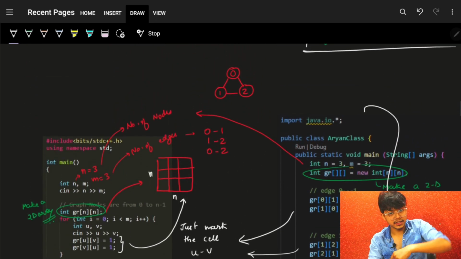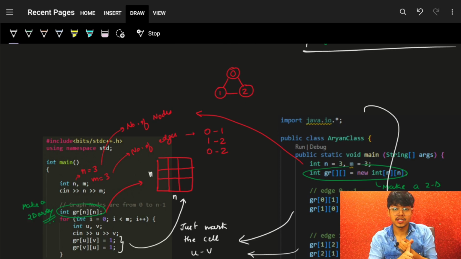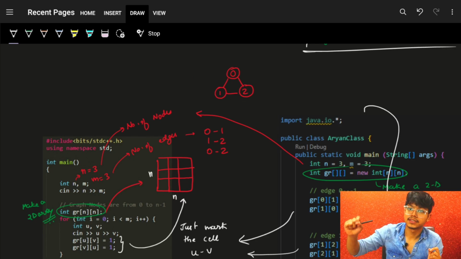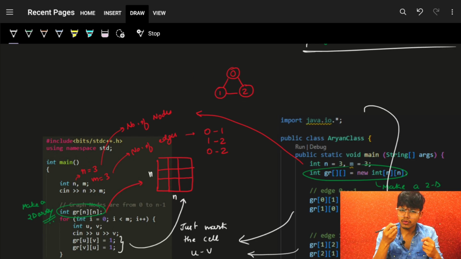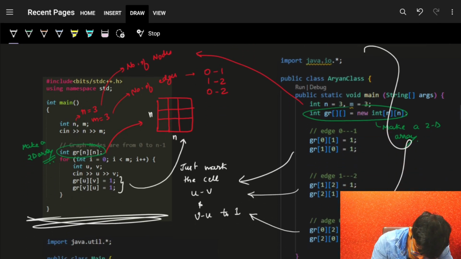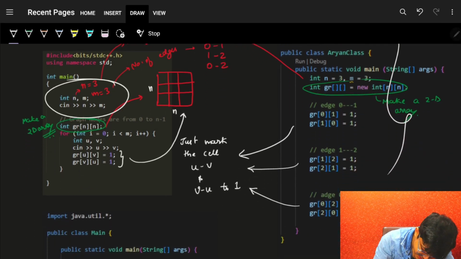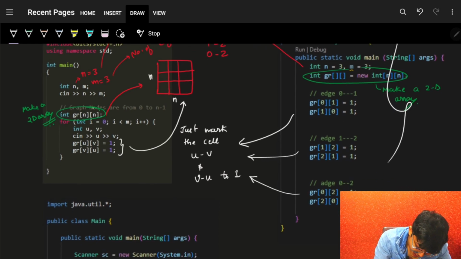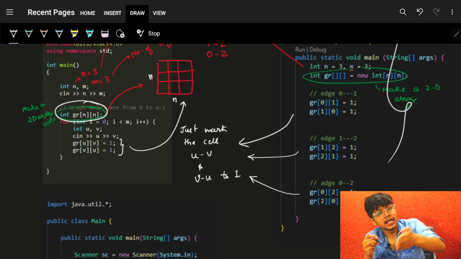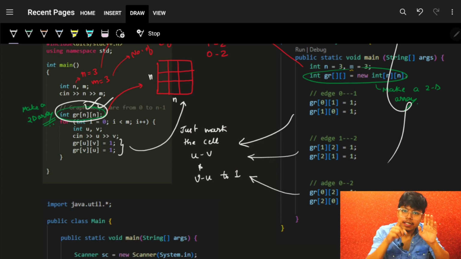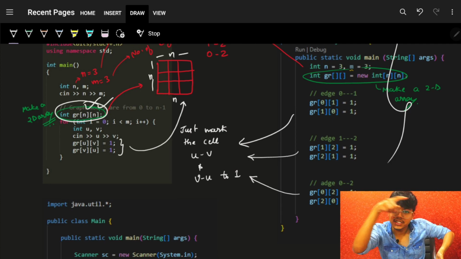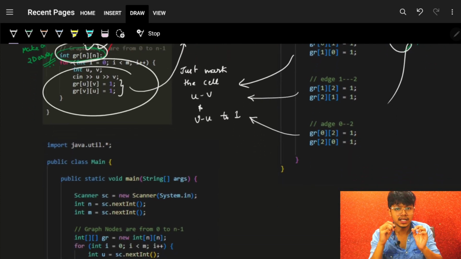I also have the notes in the description down below, exactly what you are seeing right now on your screen. I've written down the exact same code for you to have those notes with you and go on with me. Now, firstly, I grab the input. N is the number of nodes, M is the number of edges in that graph. I make that graph, represented by GR, with N rows and N columns. Why? Because N nodes means N rows and N columns. Thus, I have this graph with me.